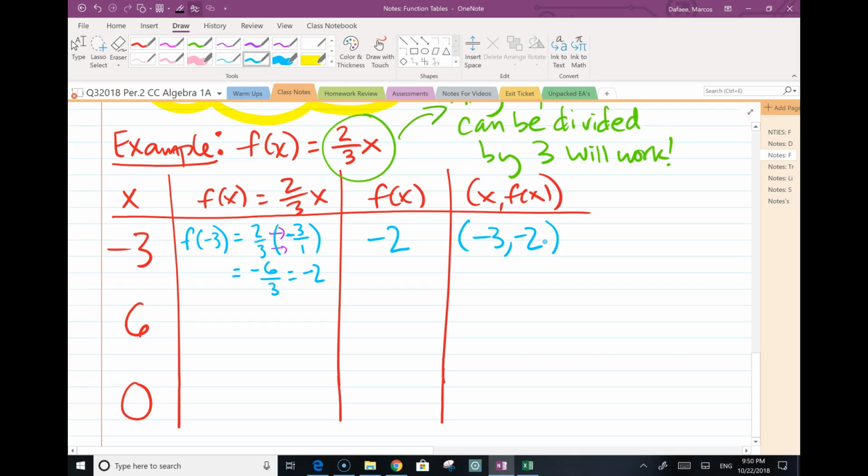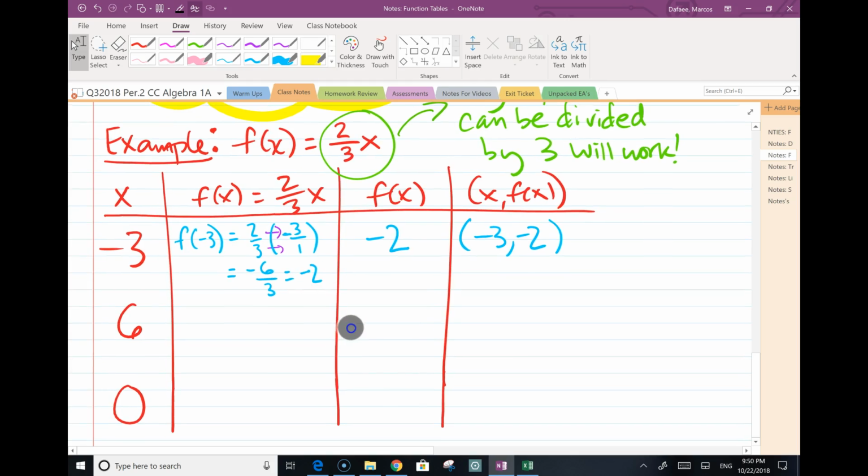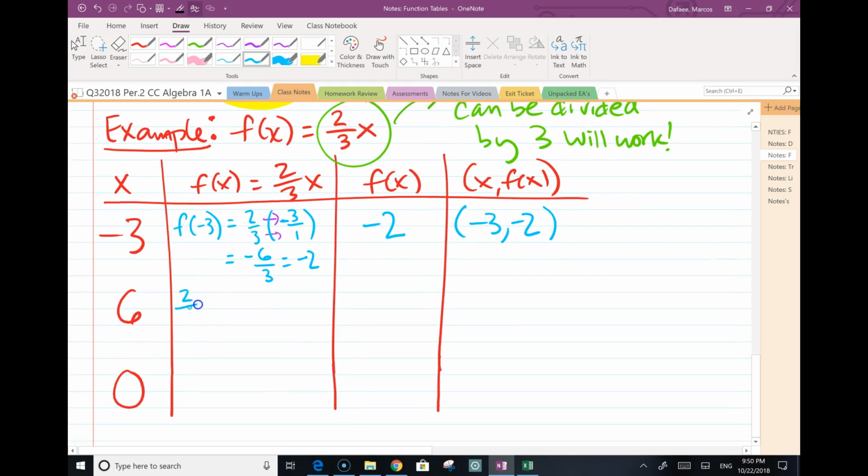So continuing on with 6, I'm not going to put f of 6. I'm just going to go ahead and do the straight substitution. This is going to be 2/3 times 6/1. And again, you're multiplying straight across. So what you get from that would be 12 divided by 3, which is 4. That's my output. And here's my ordered pair, 6, 4, input, output.